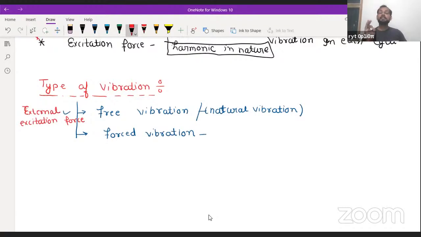If there is an absence of external excitation force, then such type of vibration is known as free vibration and natural vibration. And write down here one more term. During the free vibration, the body vibrates with its natural frequency.